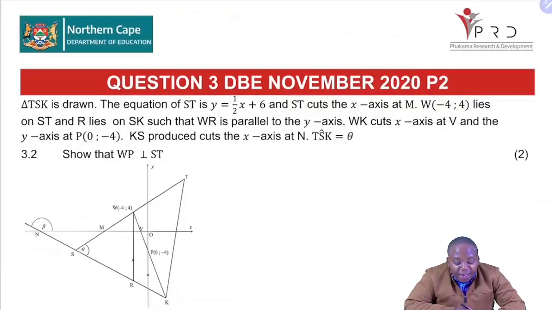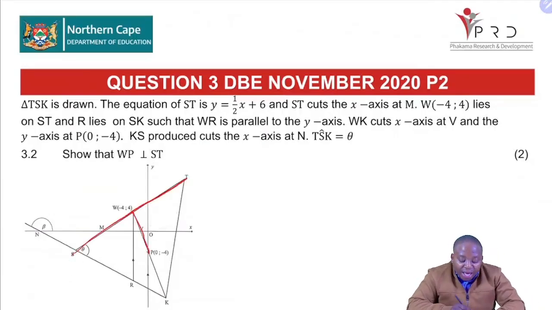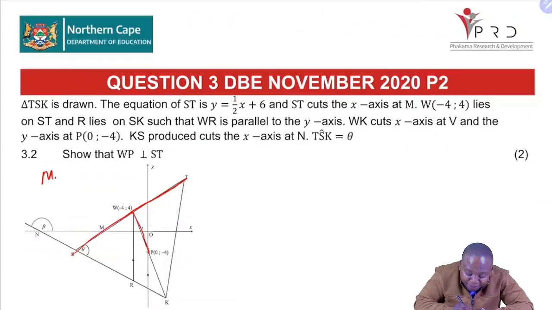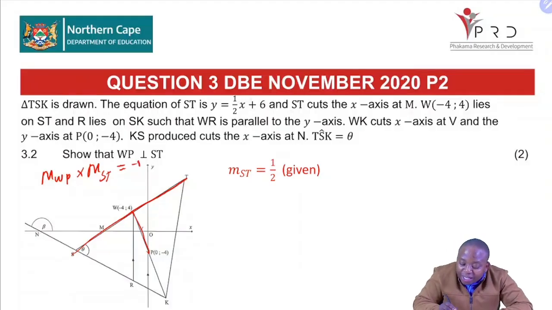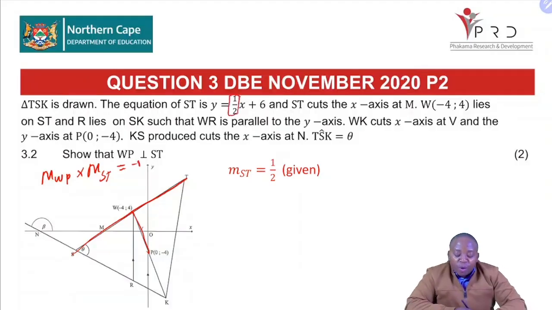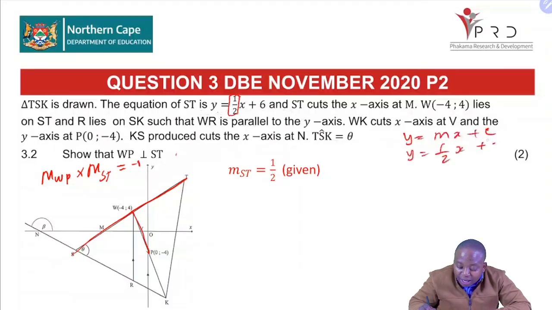3.2: show that WP is perpendicular to ST. How do we show that two lines are perpendicular? It means that the gradient m_WP, when multiplied with the gradient of ST, must give the answer -1. Let us remember that m_ST is already given. We are given the equation of ST as a straight line, y equals mx plus c, so y equals 1 over 2x plus 6.